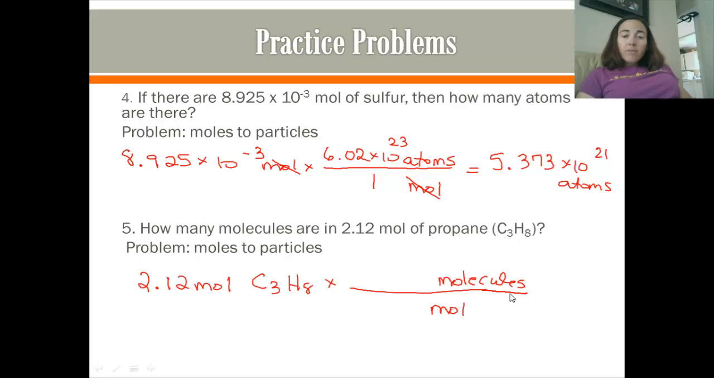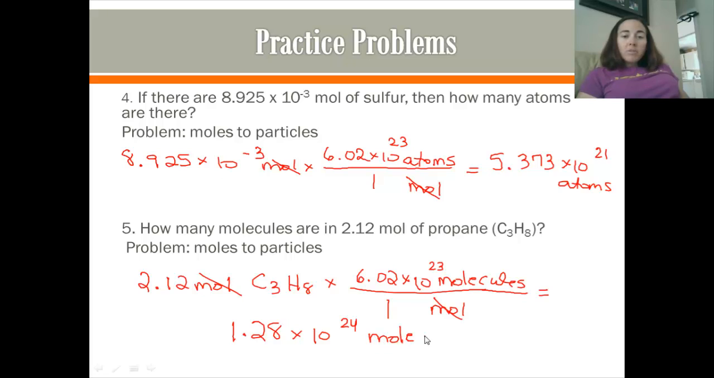Alright, so I've got molecules on top and I've got moles on the bottom. So how are these two units related? Well, you figured it out probably. In 1 mole, there's 6.02 times 10 to the 23rd molecules. So this mole here cancels with moles here. I'm going to multiply straight across 2.12 times 6.02 times 10 to the 23rd. And my answer here comes out to be 1.28, I rounded just a little bit, times 10 to the 24th molecules.